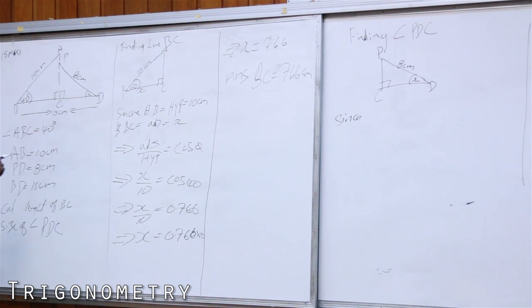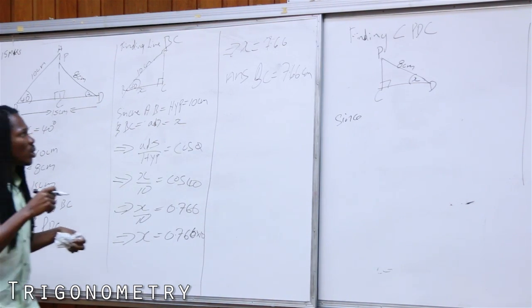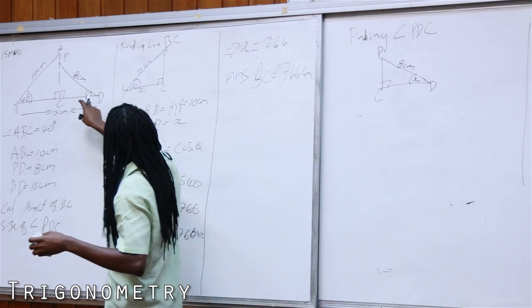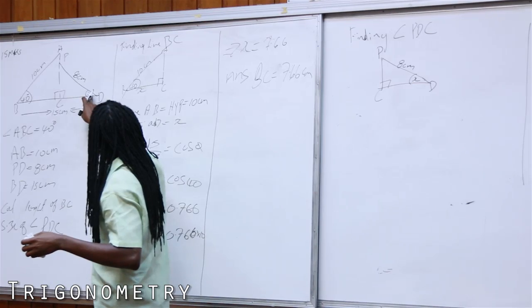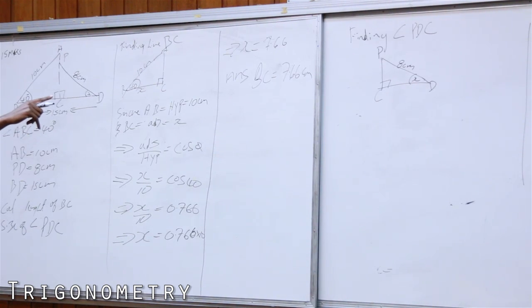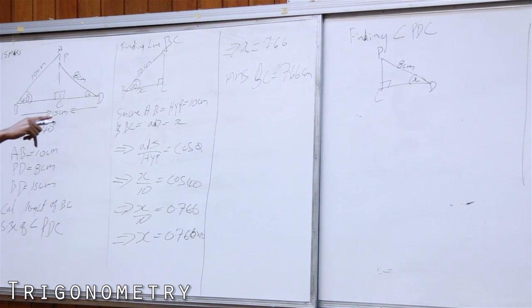We just found 7.66, which is BC. Now we want to find angle PDC. This is not a full triangle. This equals 90, and this equals 8, but I don't have any angle here. If I find this line, everything can be found. I have 8, I have 90.